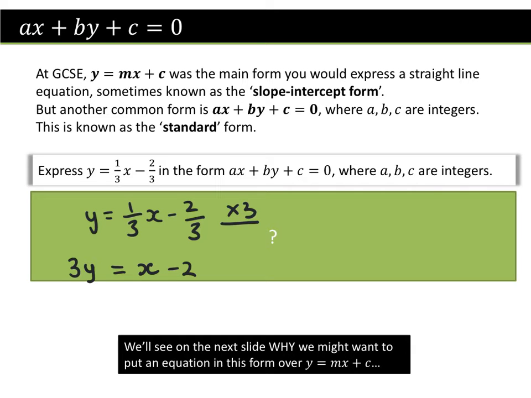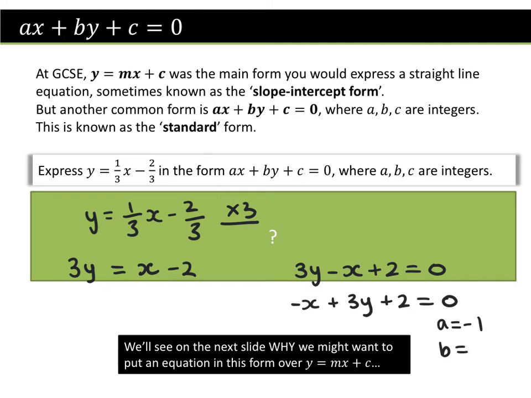I'm then going to rearrange it so everything's on the left-hand side. So I'm going to get 3y minus x plus 2 equals 0. It wants me to put my ax first, so I'm going to get minus x plus 3y plus 2 equals 0. And because I want to make it easy for the person that's marking my work, our a is minus 1, our b is 3, and our c equals 2.